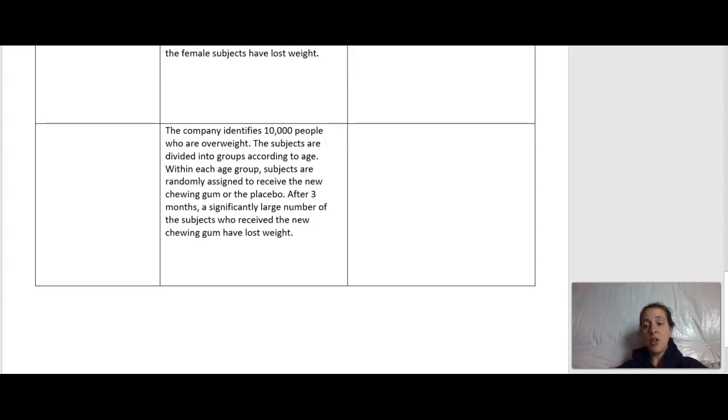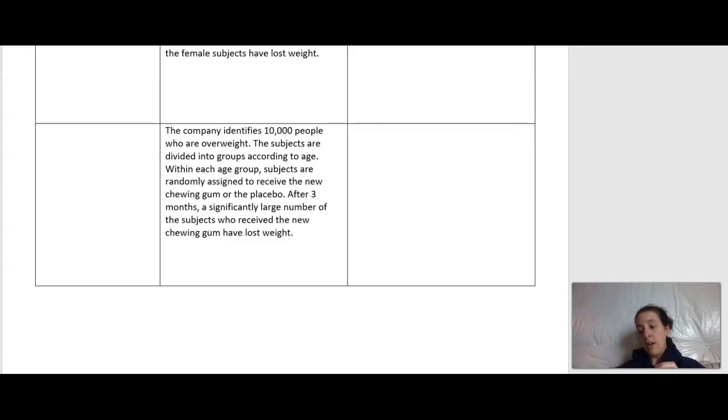Okay, so then this third part, the company identifies 10,000 people who are overweight. The subjects are divided into groups according to age. Within each age group, subjects are randomly assigned to receive the new chewing gum or the placebo. After 3 months, a significantly large number of the subjects who received the new chewing gum have lost weight.